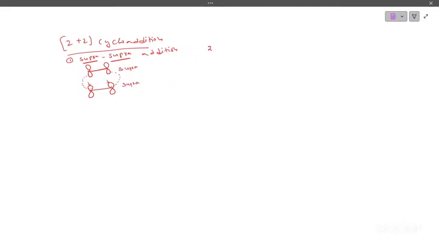Next, the second stereochemical mode: supra-antara. In this supra-antara, with respect to the first pi system it is supra, and with respect to the second pi system it is antara. Now, the two lobes of the pi systems are approaching like this. You keep this interaction as standard, right? With respect to the first pi system it is supra.